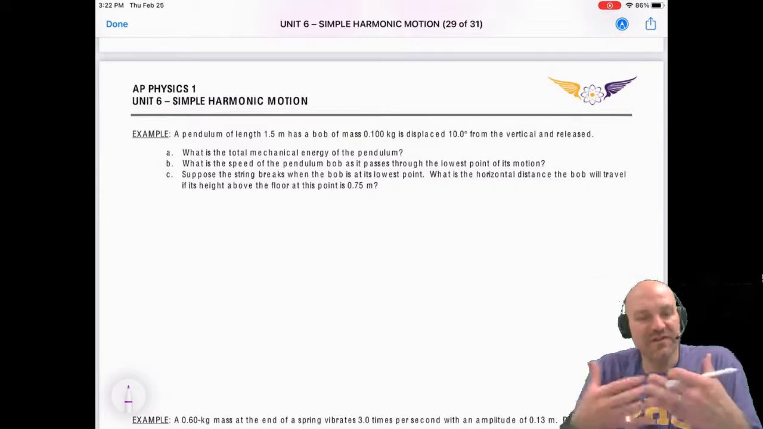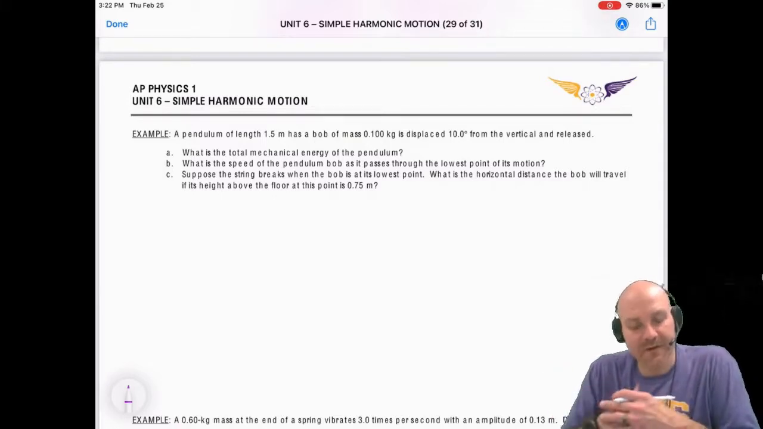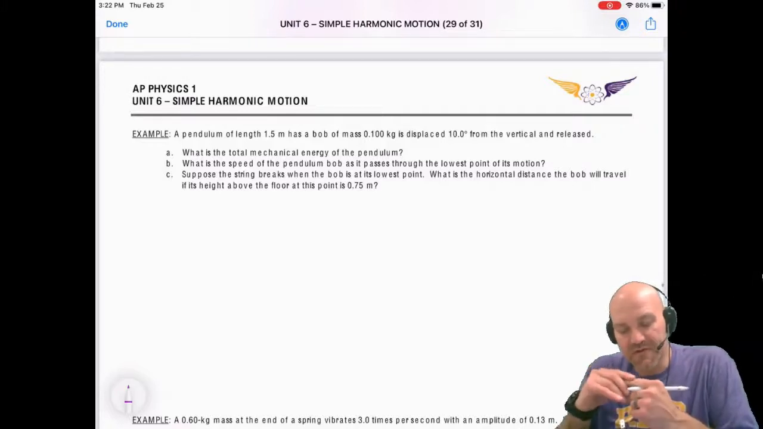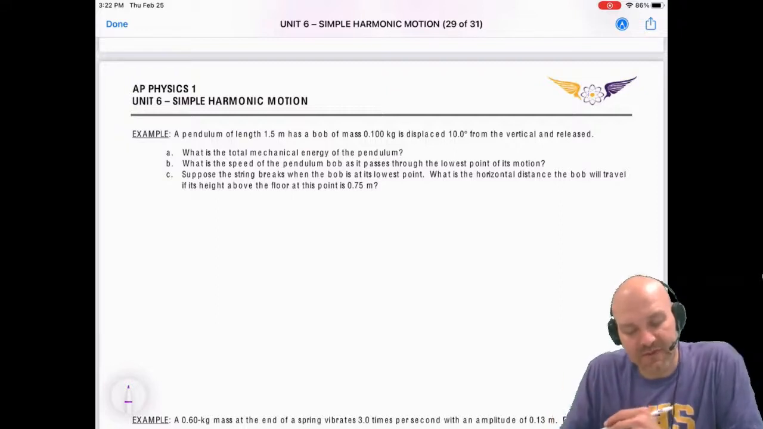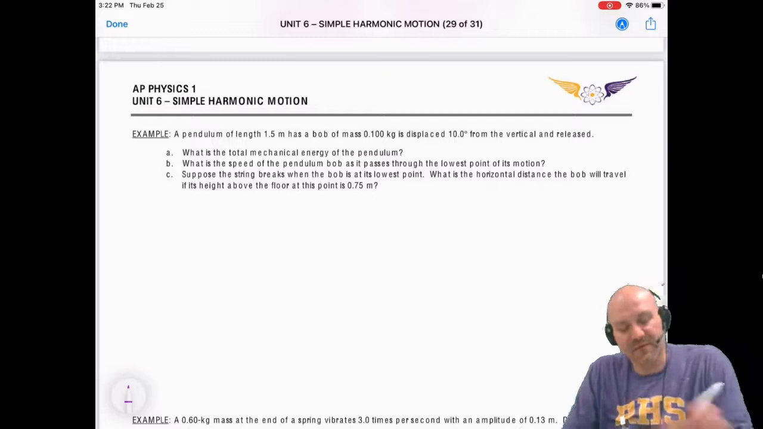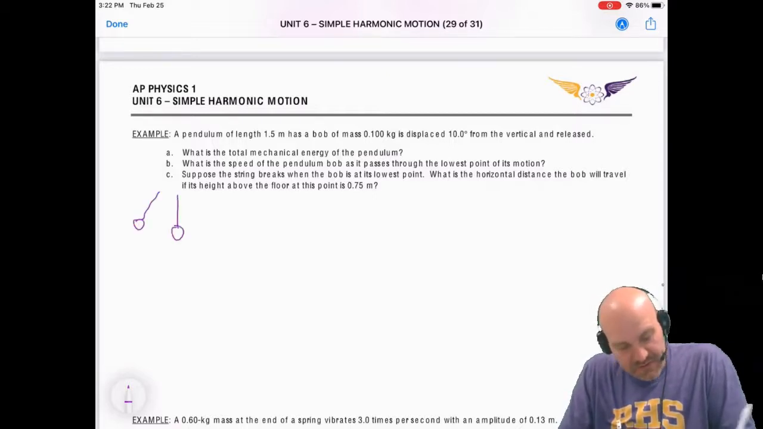Now, this is what they like to do on the AP test: they combine it with another topic. Suppose the string breaks when the bob is at its lowest point. What is the horizontal distance the bob will travel if its height above the floor at this point is 0.75 meters? If we draw a physical picture, it's going to start like this.